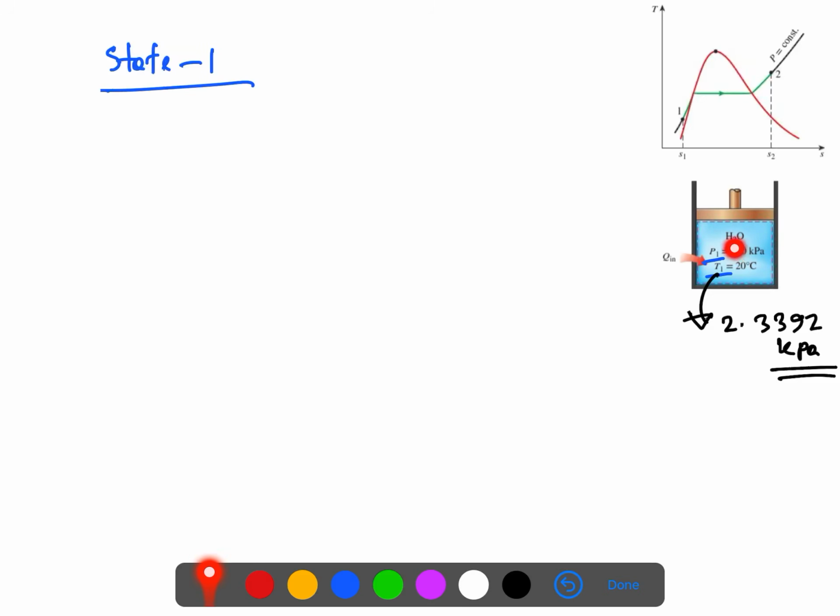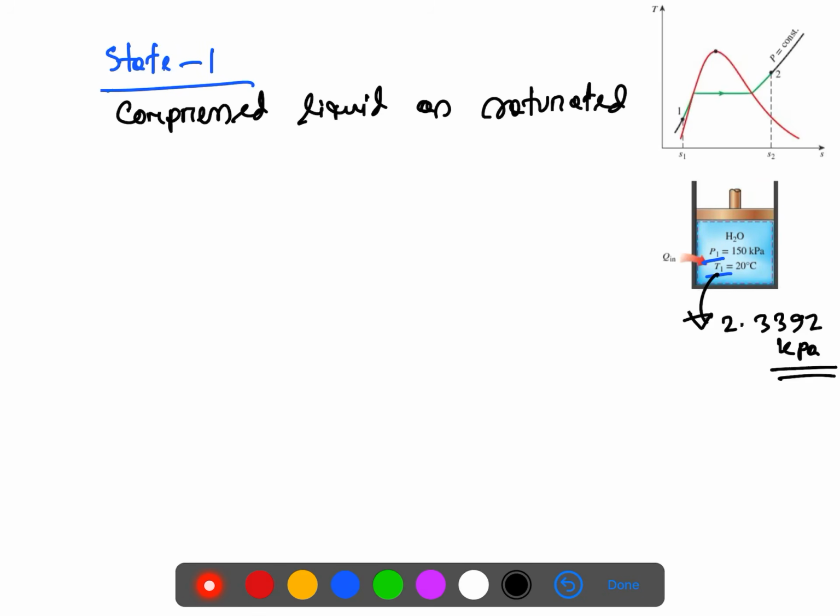So what we can approximate here, as it is greater than the saturation pressure, we can approximate the compressed liquid as a saturated liquid. So our assumption here is compressed liquid as saturated liquid. Okay, so that we just approximate at the given temperature, which is 20 degrees centigrade.